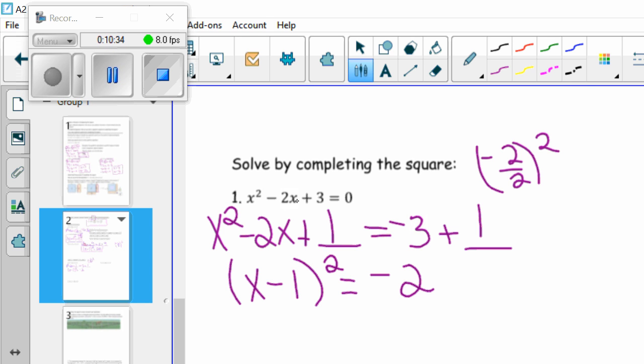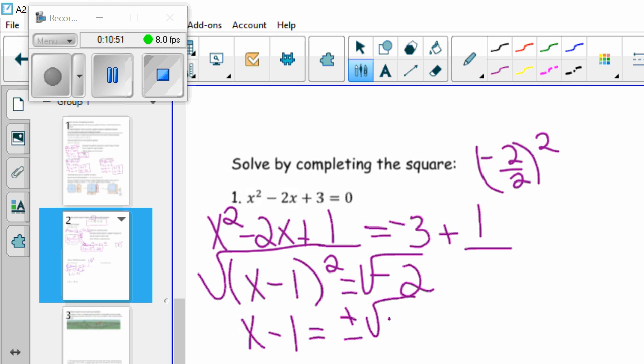Now we want to solve this. So I'm trying to get the x all by itself. So I have (x minus 1) quantity squared. The opposite of squaring something is taking the square root. So take the square root of both sides. So now I have x minus 1 equals plus and minus, two answers, positive and negative, the square root of negative 2. Now I want to work out what is the square root of negative 2.